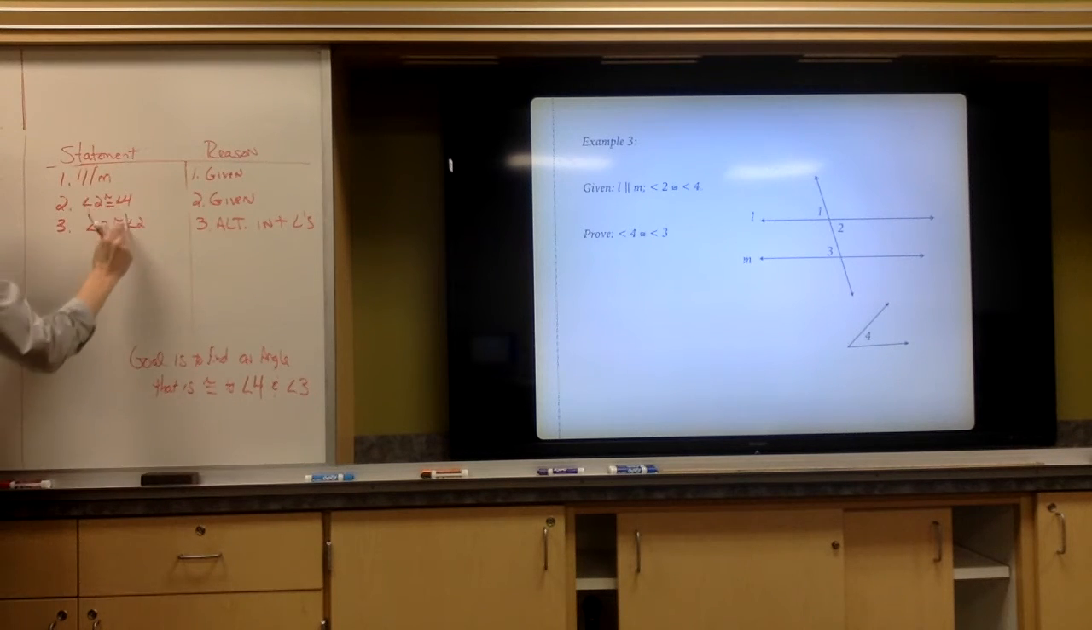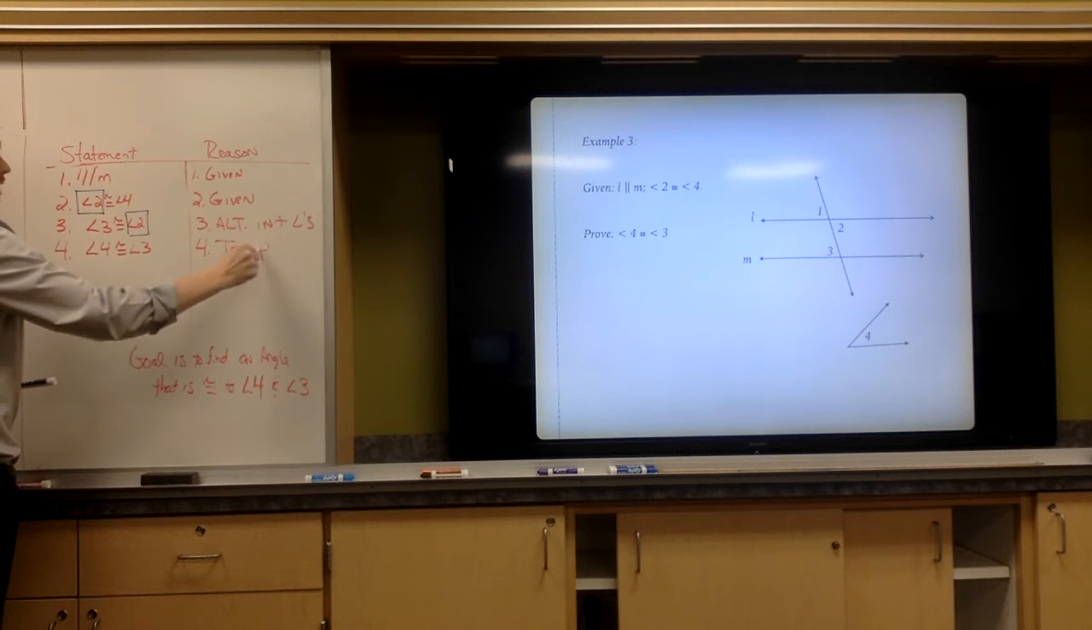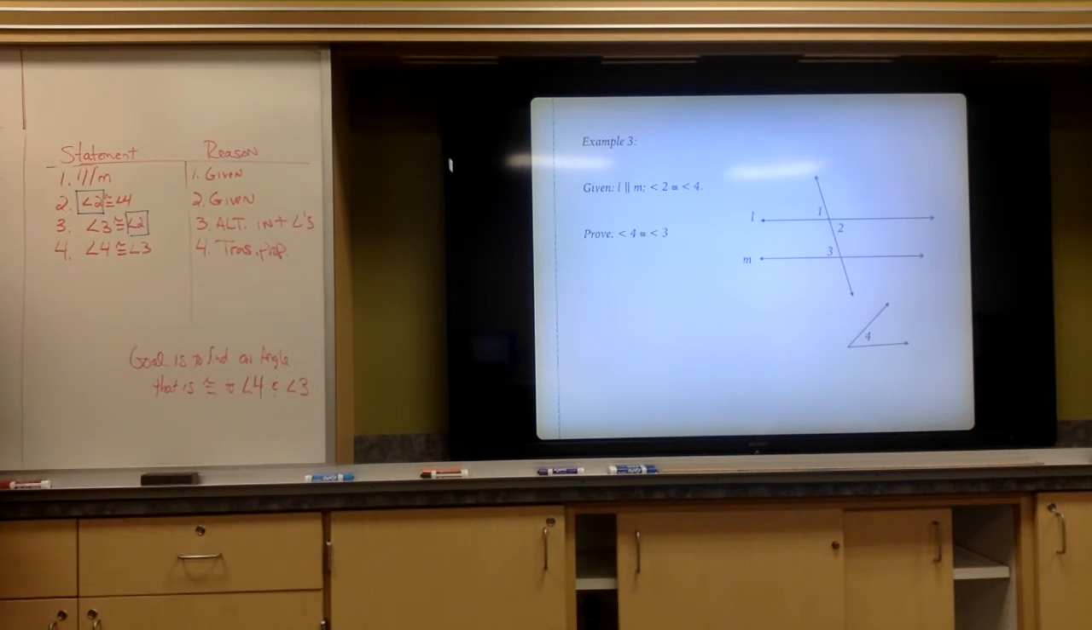All right, taking a look, I could see that angle 2 is what they have in common. So what I could say is that angle 4 must be congruent to angle 3. Okay, and that's due to the transitive property.